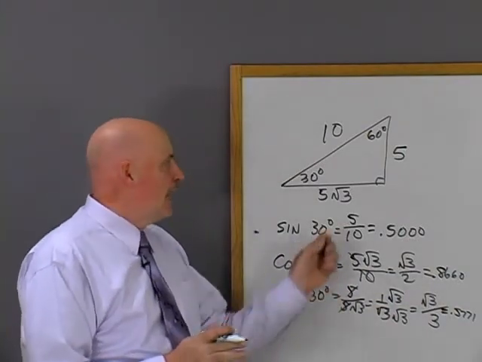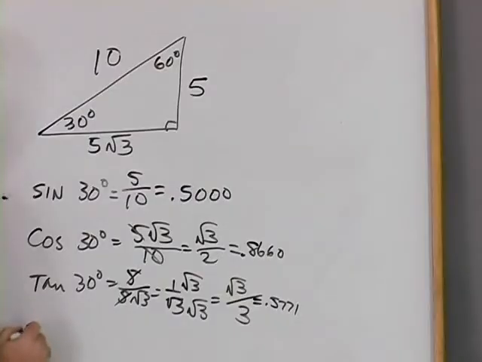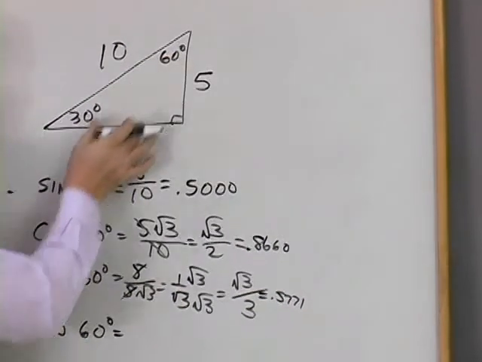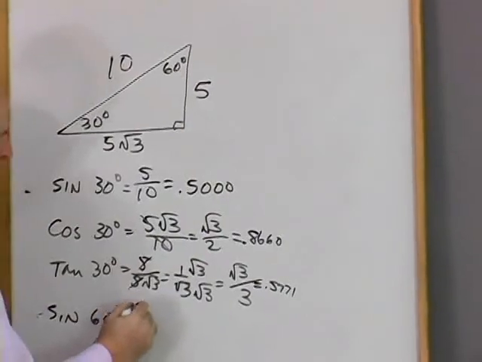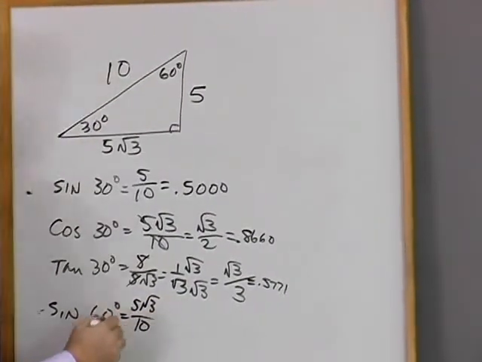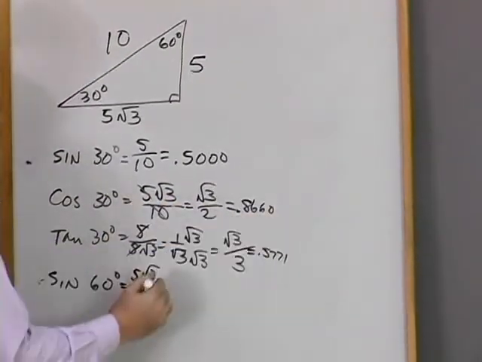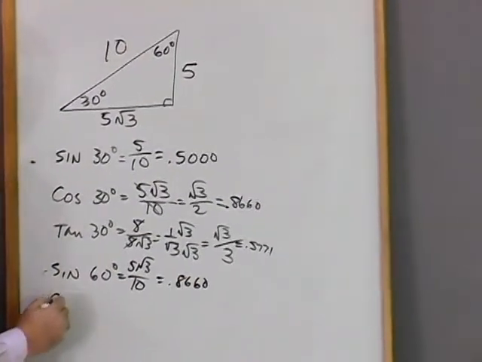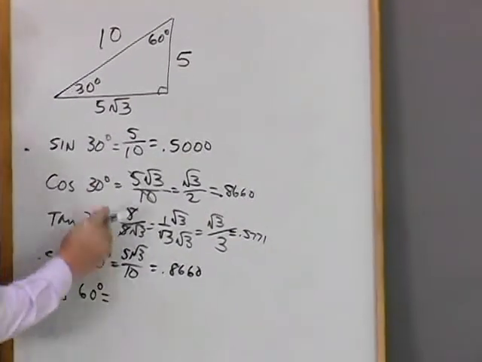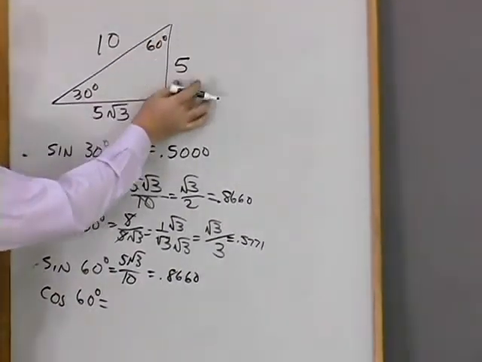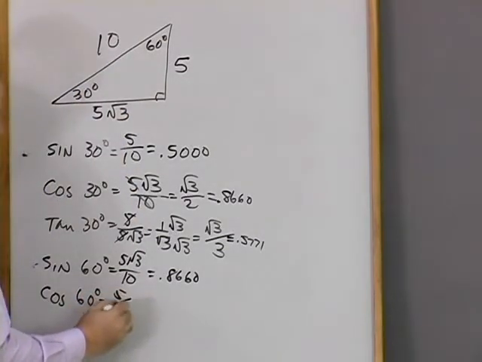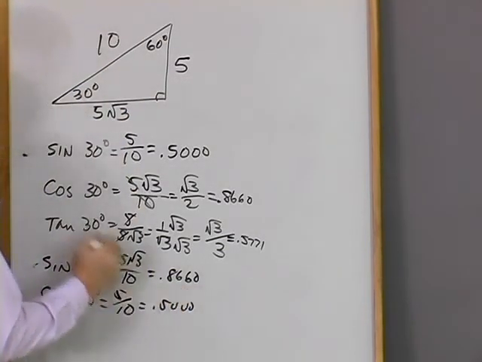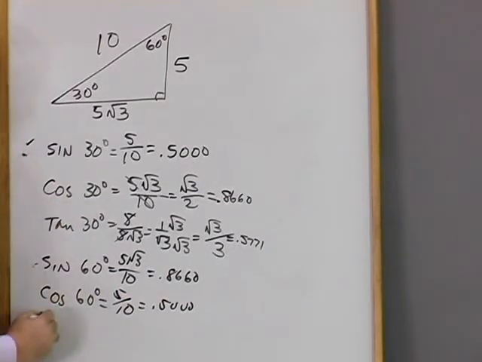Now let's go back and do it from 60 degrees. Sine of 60 degrees would be what? This would now be the opposite over the hypotenuse, 5 square root of 3 over 10. Hey, we just did that one, didn't we? So 0.8660. What would be the cosine of 60? Standing here, 5 over 10, which is 0.5. We did that one up here. How about the tangent of 60?